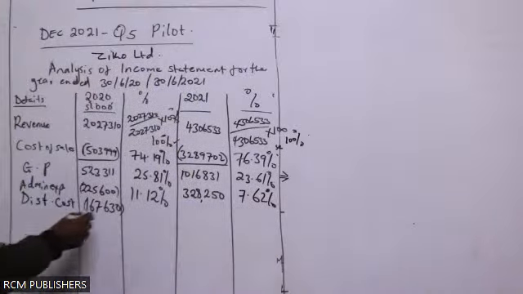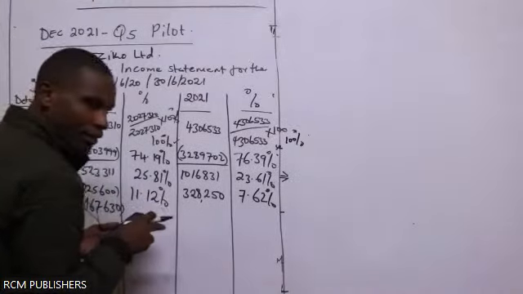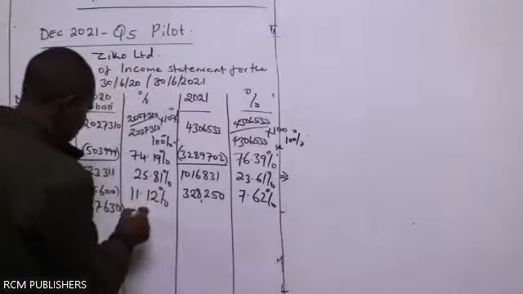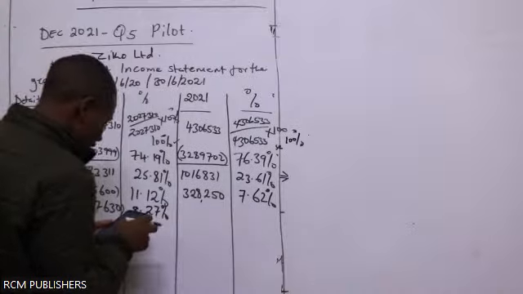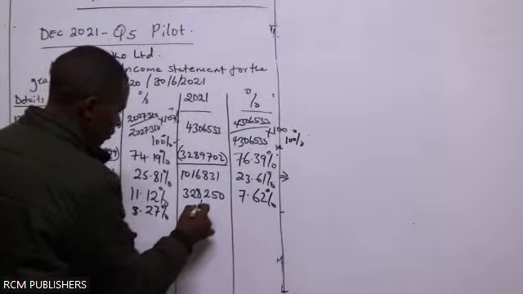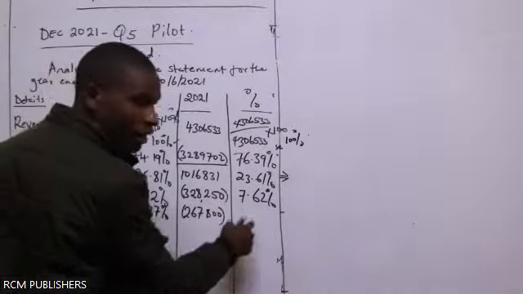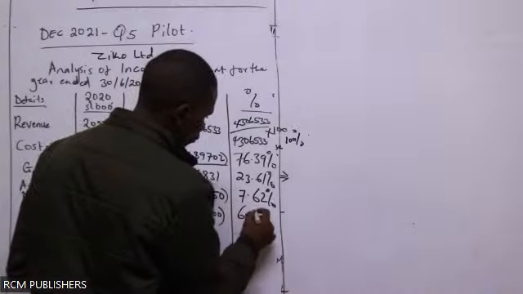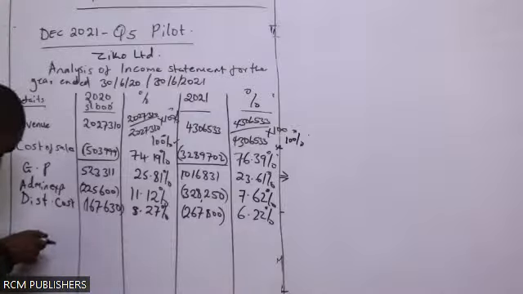We move to this distribution cost. Distribution cost year 2020 ni ngapi? 8.27. I like the speed. Sasa nyinyi mmeanza na speed ya juu vizuri sana. Hii ingine ni 267,800. We said this is a cost, so we can put it that way. 6.22%. Now we can get, I think this is a profit before interest.